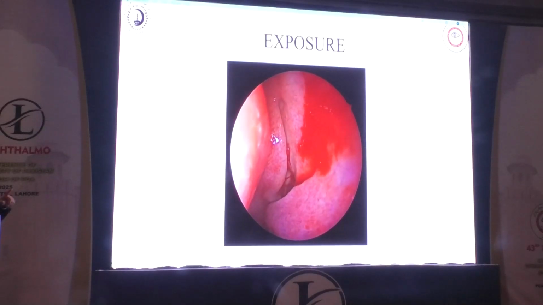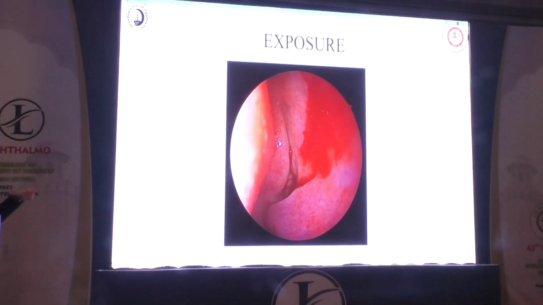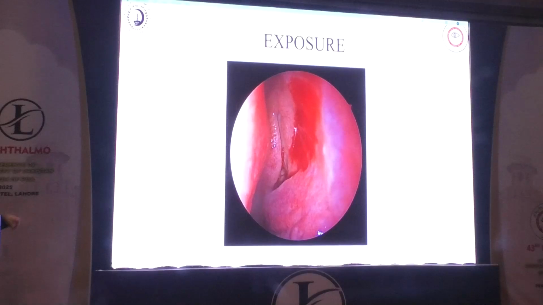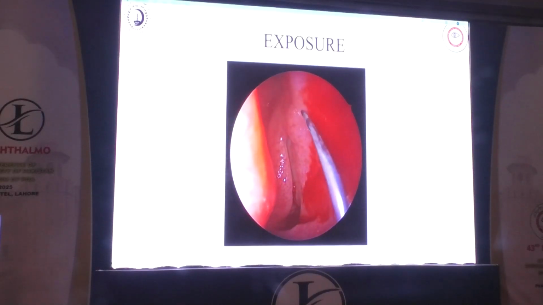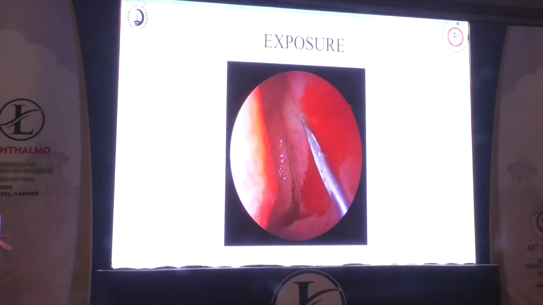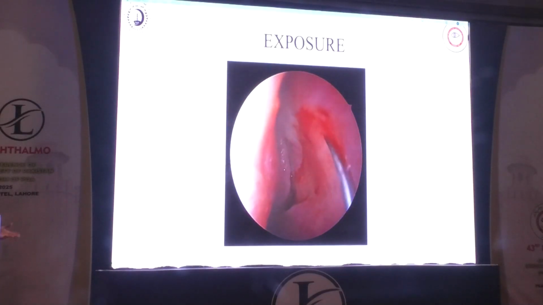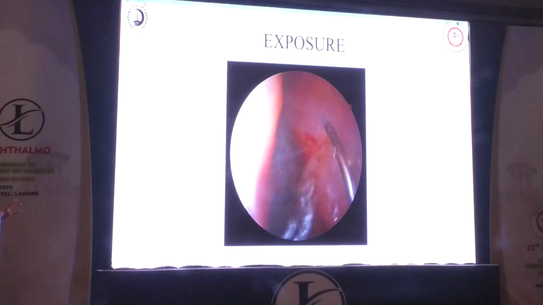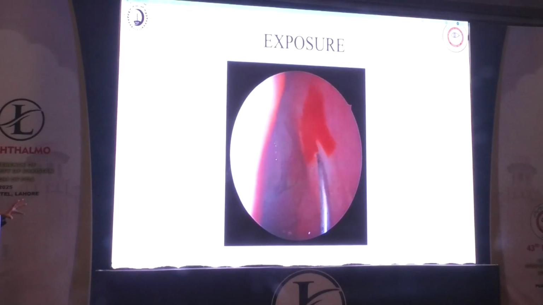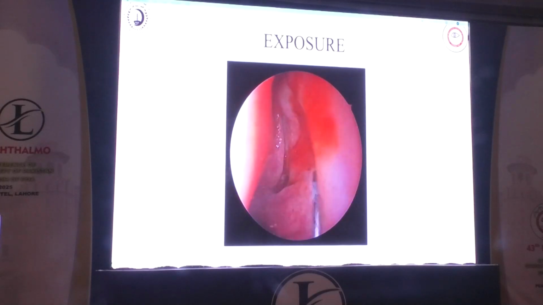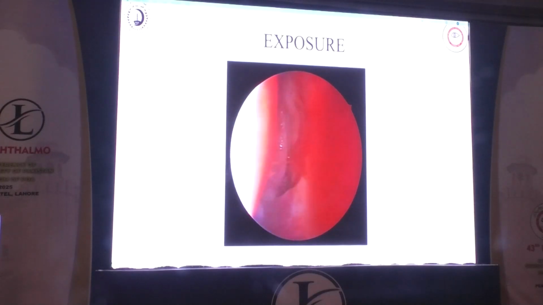After the preparation, I inject in this region for preservation and elevation of the flap. Routinely we use 2% lidocaine with adrenaline, which is injected, and then we wait for 5 to 10 minutes so that the injection takes its full effect.